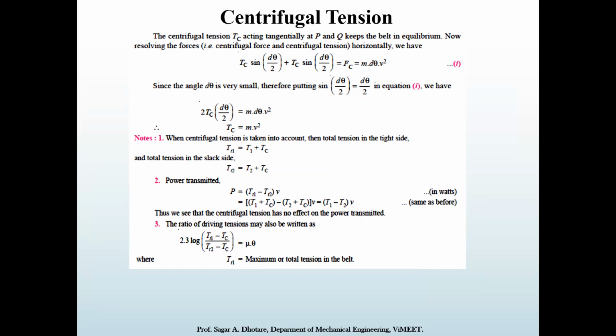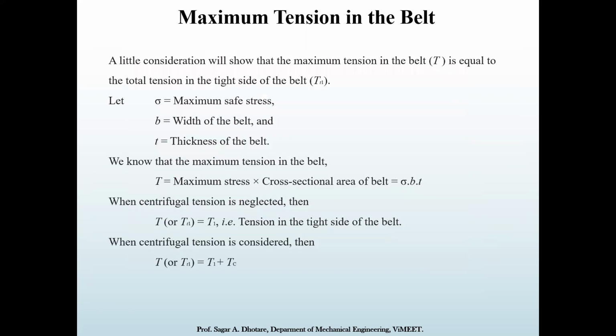So when the centrifugal tension is taken into account, how can we consider it? On the tight side, Tt1 is equal to T1 plus Tc. That is the total tension, and on the slack side Tt2 is T2 plus Tc. So here the equation changes. Next is the maximum tension in the belt. We can calculate the maximum tension based on the different tensions, including the centrifugal tension. The maximum tension on the tight side is T1 plus Tc, and on the slack side it is T2 plus Tc.